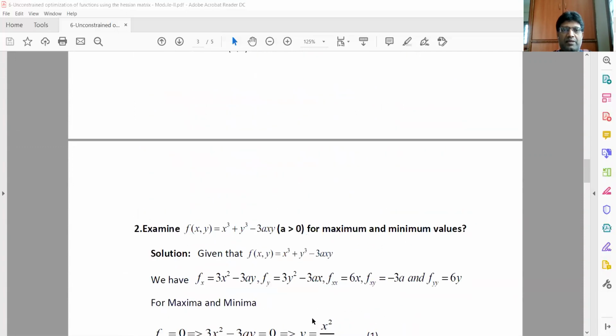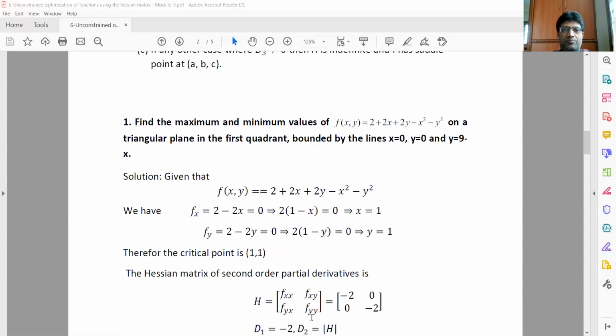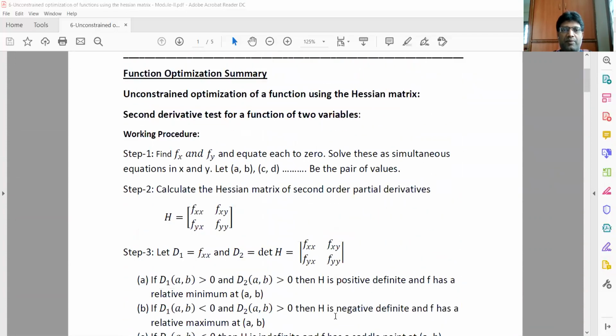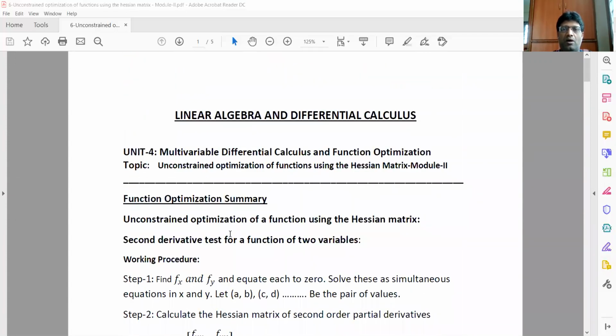Okay, so the procedure for 2 variables and 3 variables is the same. Only the extension is the Hessian matrix, which you will see is of 3 by 3 order.